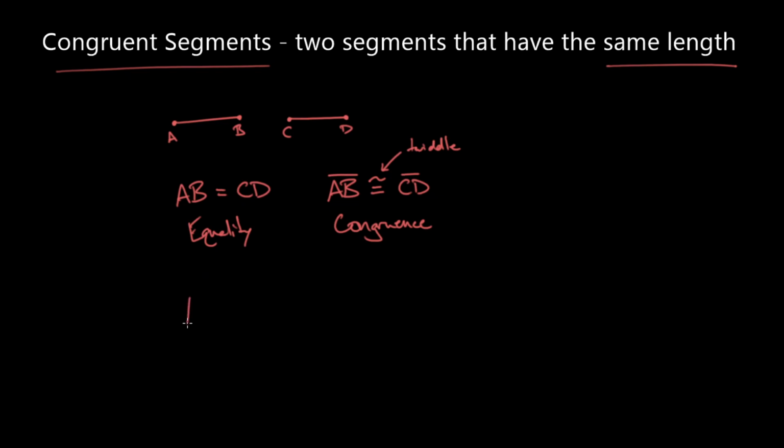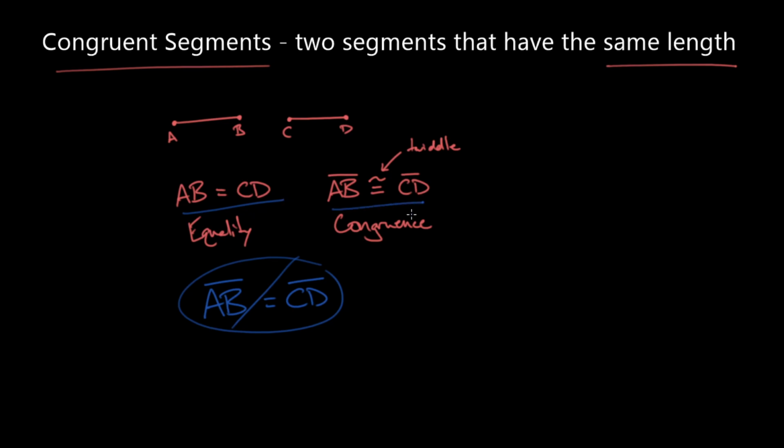Equality means that 2 things are exactly the same. And so if I were to say, let's use a different color down here, if I were to say that segment AB is equal to segment CD, what I am in fact saying is that these 2 segments are equal to each other. They have the exact same set of points. And that is not the case, right? What I can say, though, is that their measures are equal to each other, which makes the segments congruent.